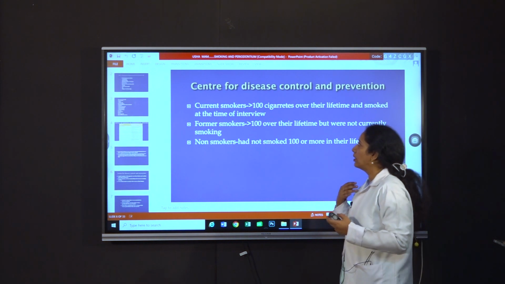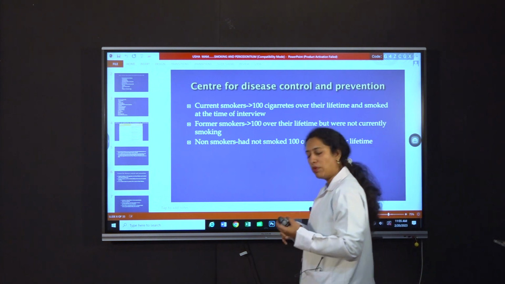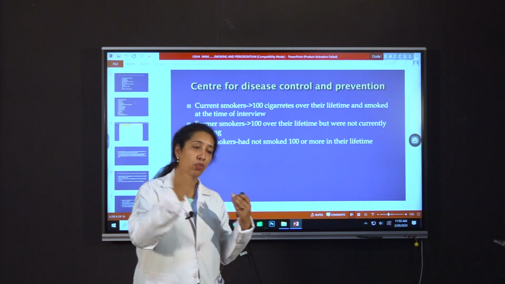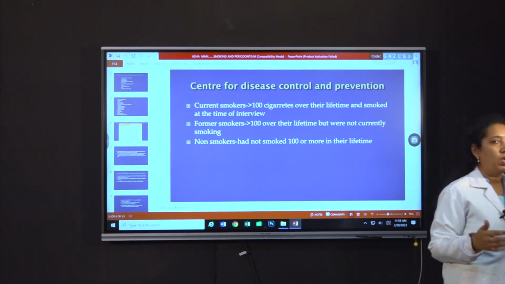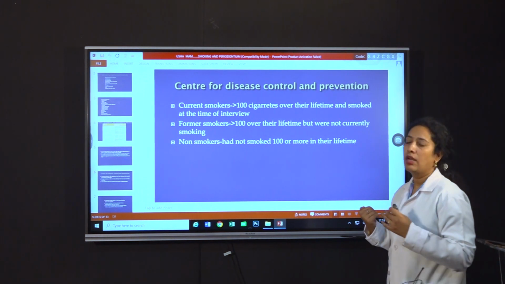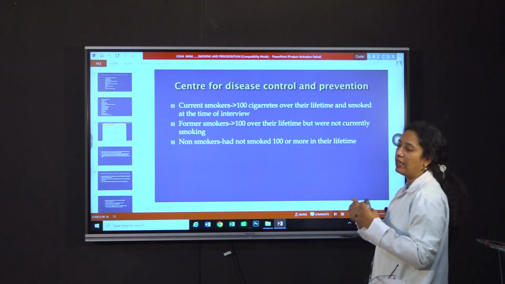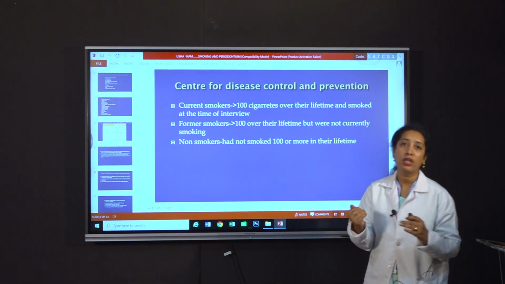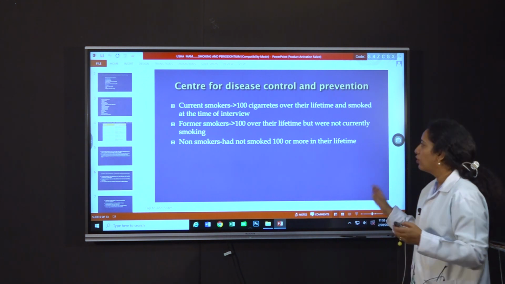So how do you classify smokers? Current smokers, former smokers, and non-smokers. Current smokers are the smokers who have smoked more than or equal to 100 cigarettes in their lifetime, whereas former smokers are people who smoked less than or equal to 100 in their lifetime, and non-smokers are those who have not smoked more than 100 in their lifetime.